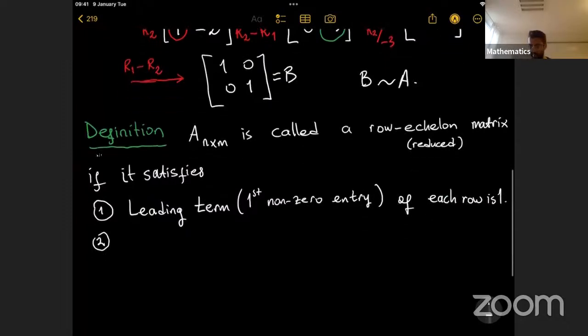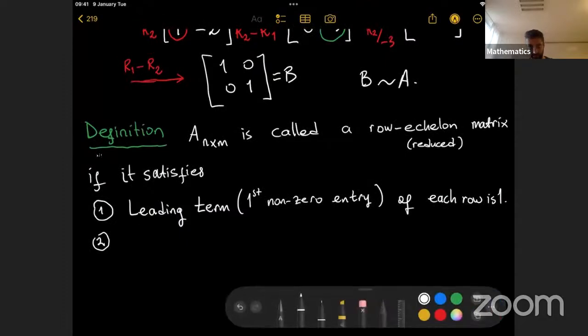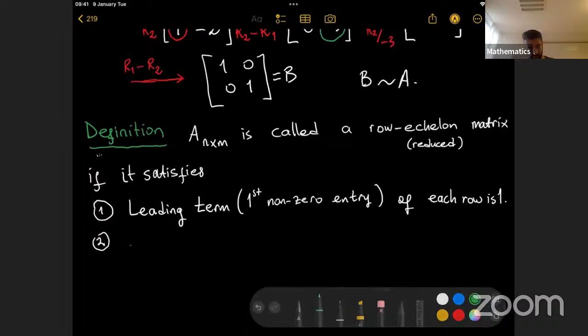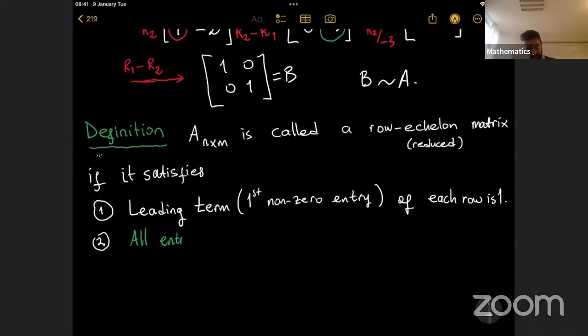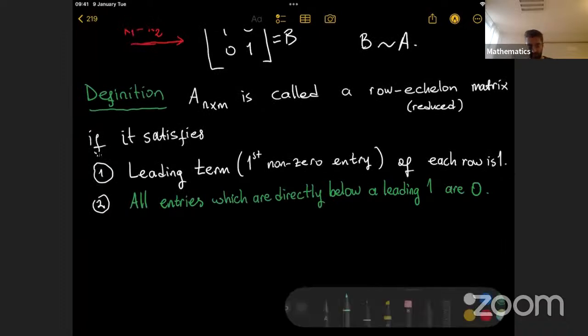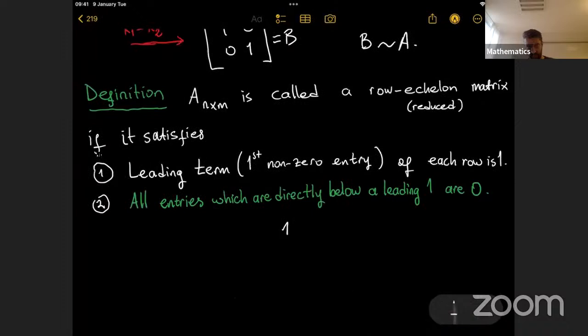Next, all entries which are directly below a leading one are 0. So what it says basically, if you have, let's say 1, 2, something like this in a matrix, then this all will be 0 under the leading one, okay? This is what it says.